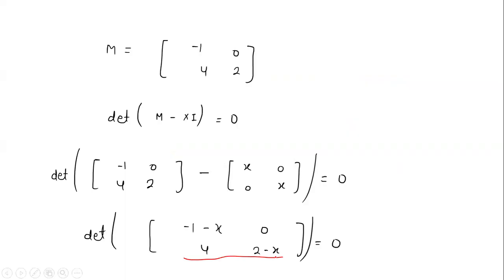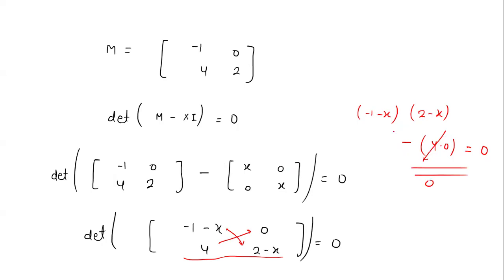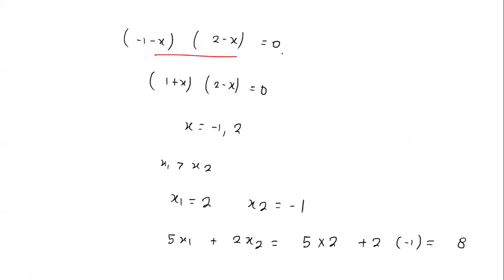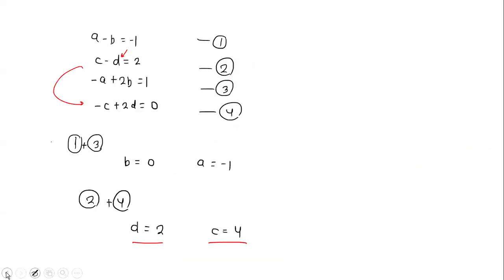And the determinant of this thing is 0. So you can find out the determinant of this 2 cross 2 matrix by cross multiplying, and there is a minus sign between. So it will become minus 1 minus x multiplied by 2 minus x, minus 4 multiplied by 0. And the right hand side is 0. So this thing is 0, so the multiplication of these two things is 0. Now from here you can find out the two values of x. One is minus 1 and another is 2. So now we got two values of x from this information.